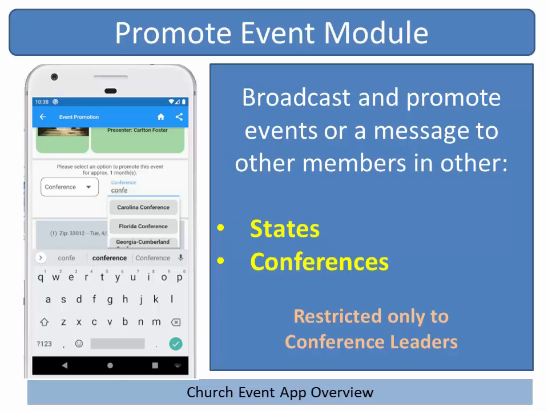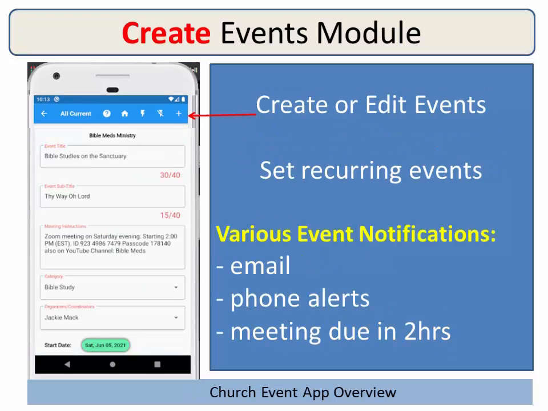Now, how to create an event? Well, once you click the plus button when you're looking at an event itself, it will open up where you'll enter the event title, the category it's going under, and also when it's going to start, and if it's going to be recurring or not. And so all the information for the event goes here.